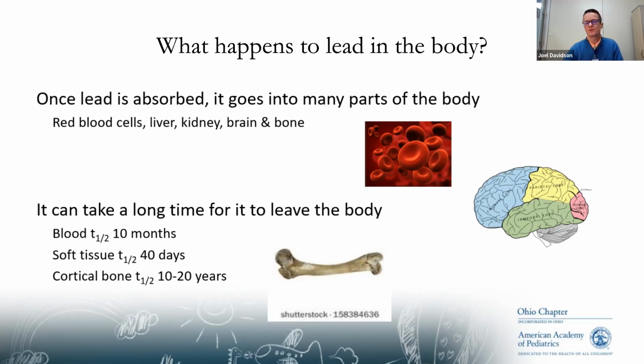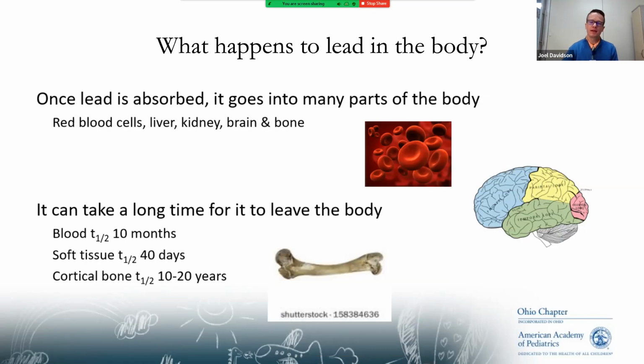But it gets into red blood cells, into liver, into kidney, into the brain, into the blood, into the bone. And it actually can take a while, depending on where that lead settles and how long that child is exposed to lead. Really it depends on how long it's going to take to get that lead out of a child's body. So if it's in the blood, it's on the order of months. If it's in soft tissue, it's less of a time, 40 days. But if it's in bone, it might take 10 to 20 years for that bone to turn over in a way that excretes it into the blood that can then be eliminated from the body.